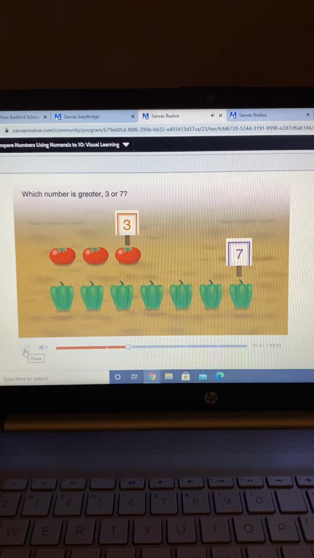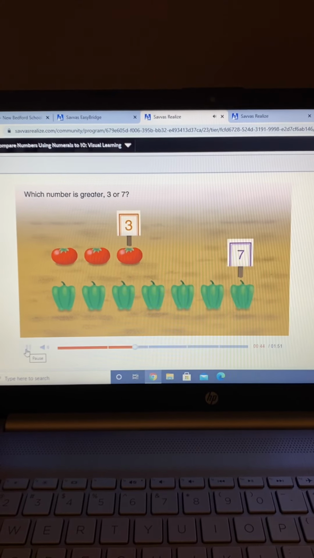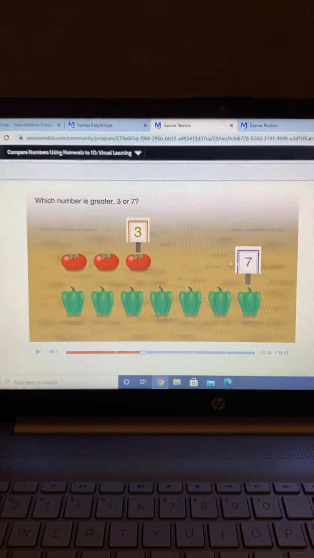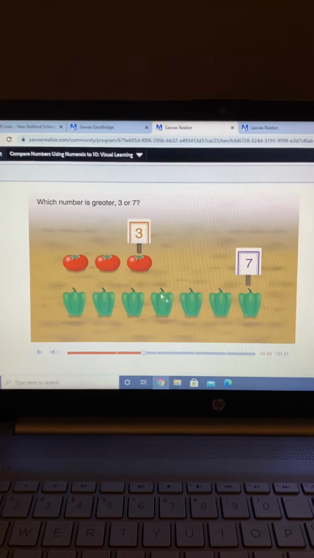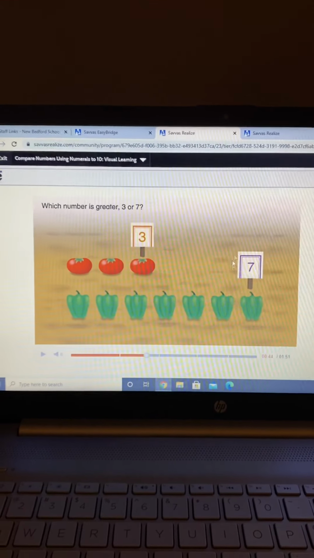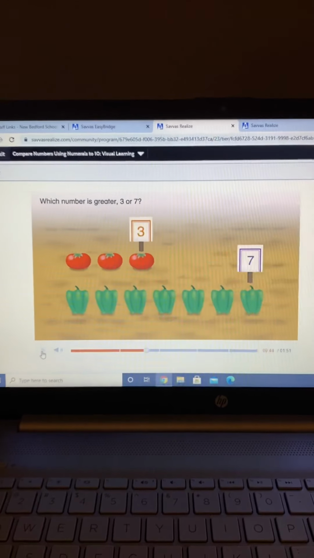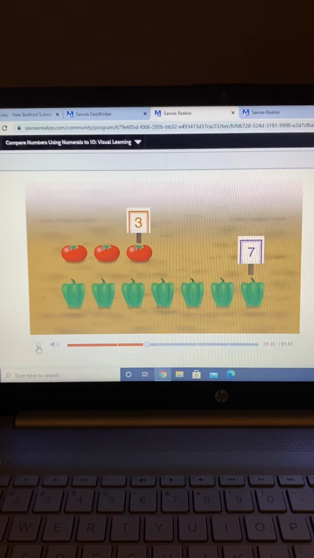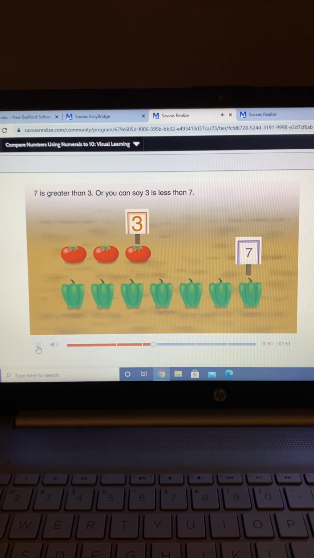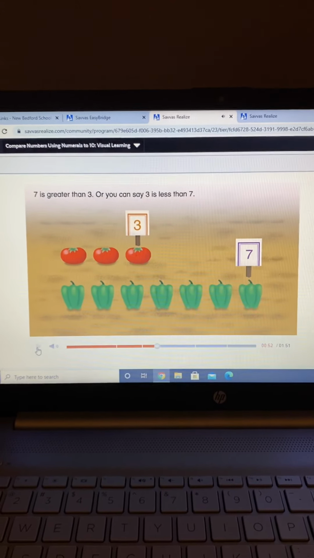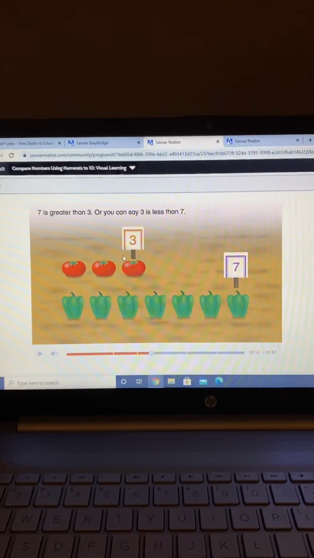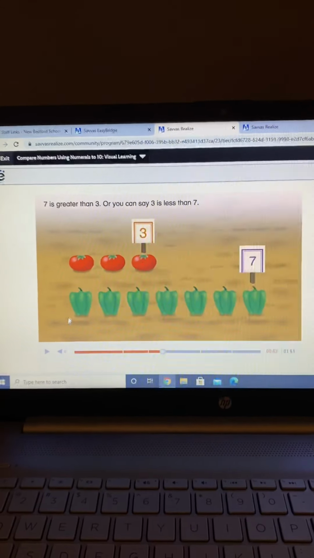Which number is greater, 3 or 7? Which number do you think is greater, the number 3 or the number 7? My eyes can see that there are extra peppers than there are tomatoes, so that means that this number 7 is a greater number than 3. 7 is greater than 3. Or you can say 3 is less than 7. So when we look at these vegetables and we are looking to see which has more and which has less, we are comparing the two groups.